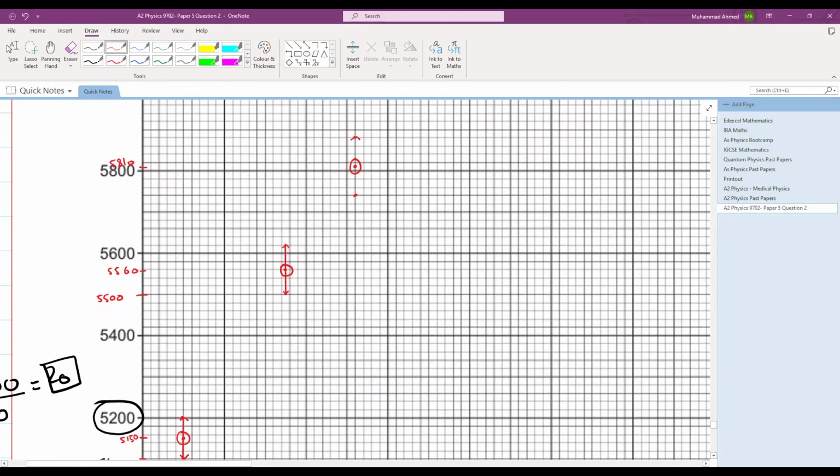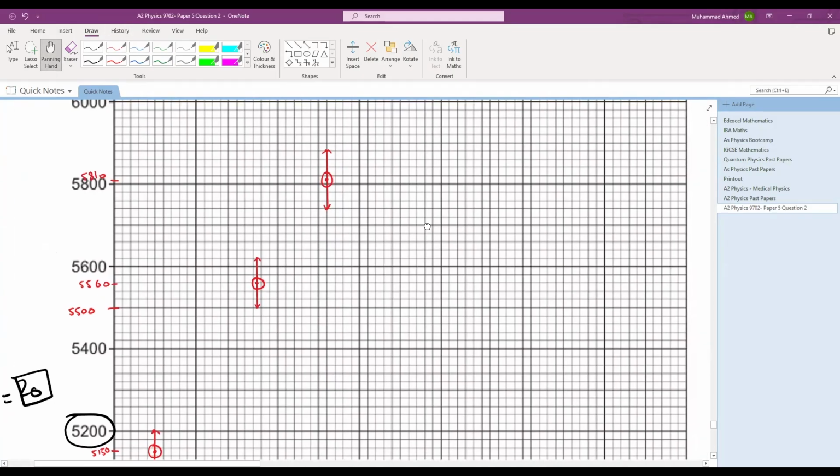So you will have an arrow like this and an arrow like this. Perfect. You can draw a line between these arrows to complete your error bar like this. Simple. Nothing complicated here.